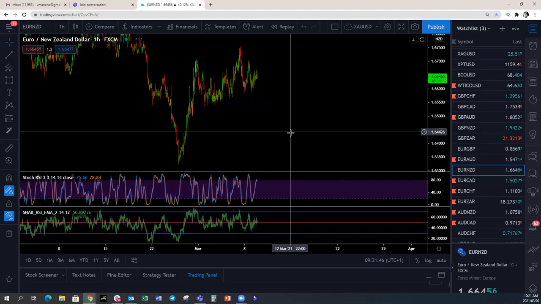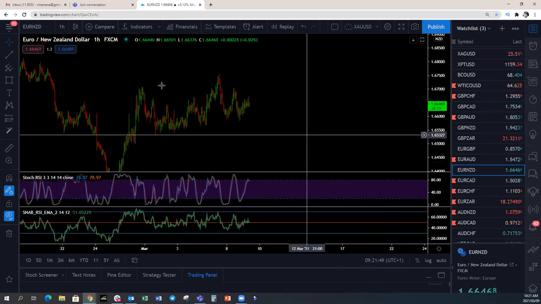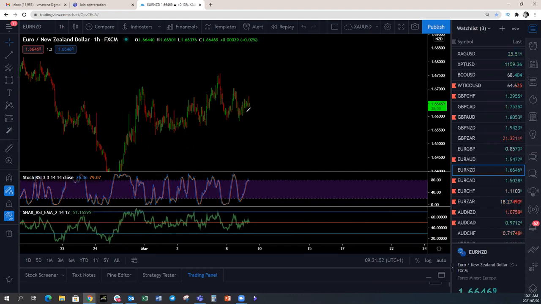Euro New Zealand. This looks like downside here. Possibly to complete this 3 waves down, 3 waves up, and another 3 waves to the downside. We are below 50, we are at the top, so this one could likely come down here.